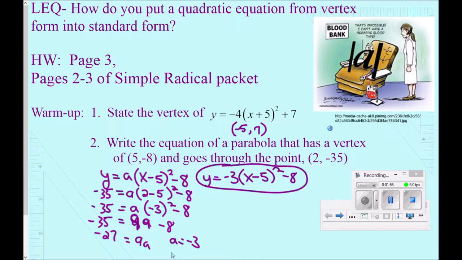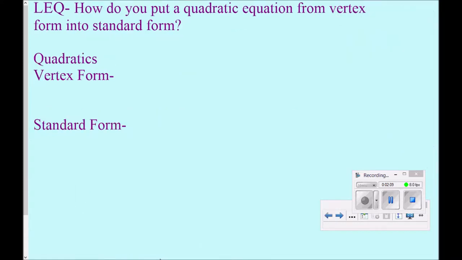Okay, so that last equation that we came up with there, if you remember from last lesson, we call that vertex form. So that's what we're going to talk about today, vertex form and standard form for quadratics. So we know that is vertex form, where the vertex is (h, k).